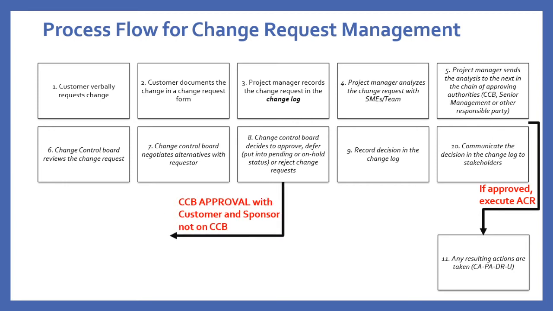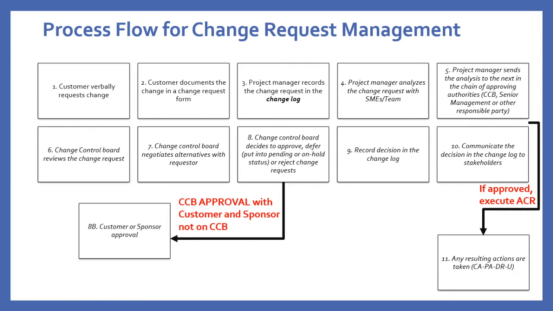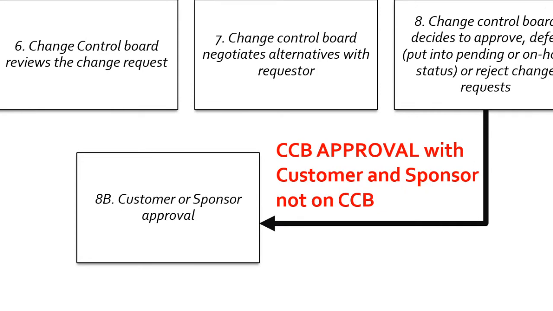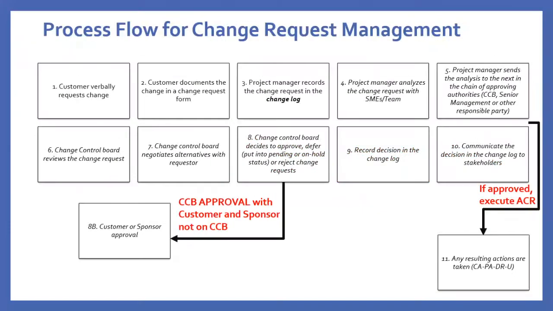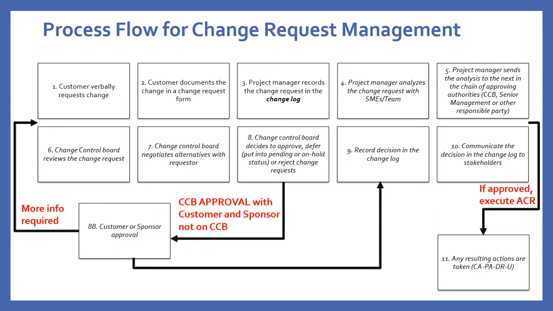And there's a loop here in number 8. The change control board does not always contain the customer and sponsor. So if they're not on the CCB, you actually need to alert them to this change request. And then they will decide whether to approve or reject, or they may ask for more information. As you can see, there's a myriad of possibilities with change requests. It's not always a one-way street. So you need to be able to think out of the box.